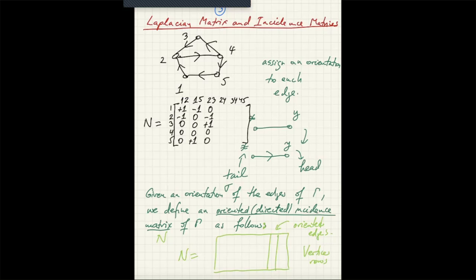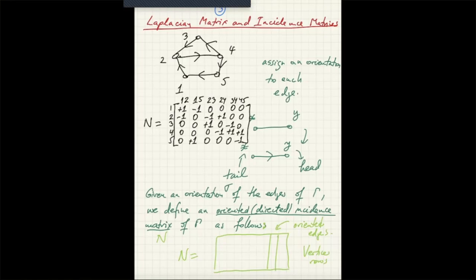And 2, 4, we have a 0, 0, 0. And 2, 4 goes from 2 to 4, so we have a +1 and a -1. 3, 4, we have 0, 0, 0. And it goes from 4 to 3, so it's a +1, -1. And 4, 5, it's 0, 0, 0, +1 and -1.